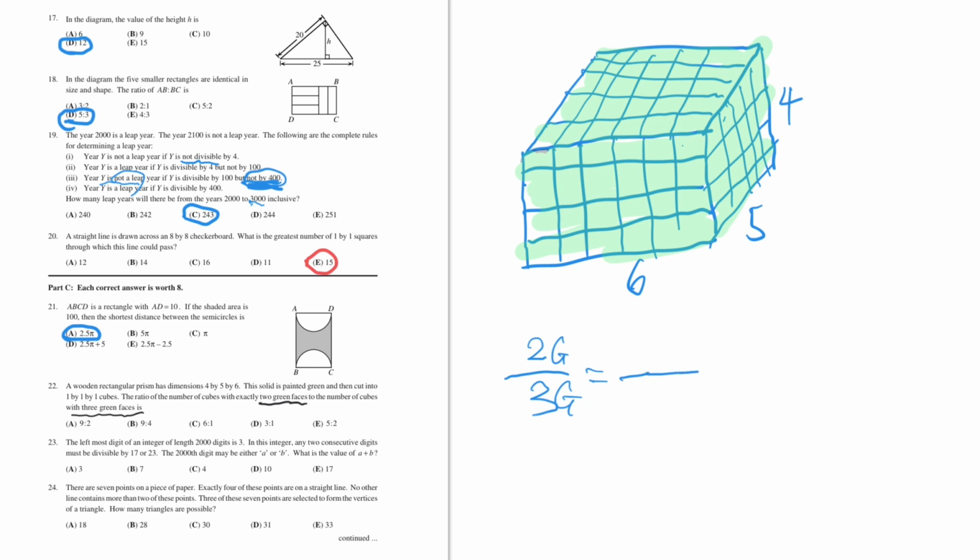For the 3 green faces, that's easy. We can find all the corner ones. All the corners have 3 faces painted. The rectangular prism has 8 corners. So 1, 2, 3, 4, and the opposite side another 4. Total that's 8. 8 corners with 3 green faces.